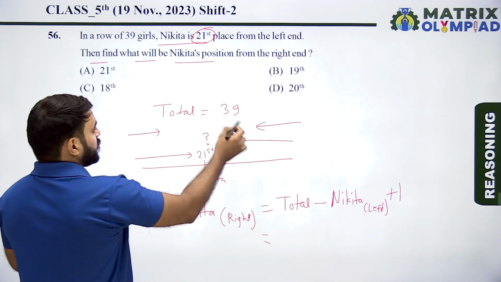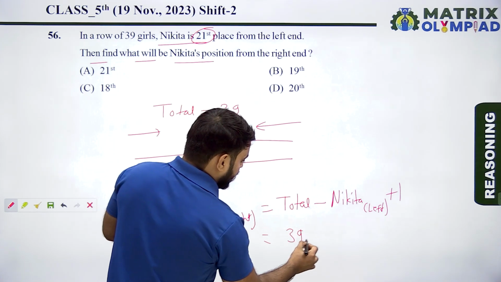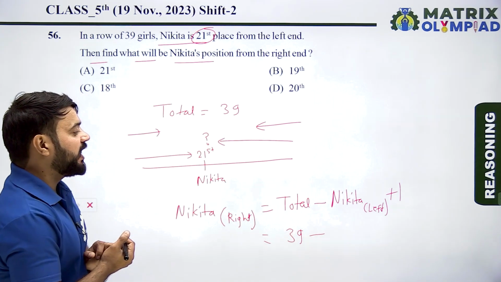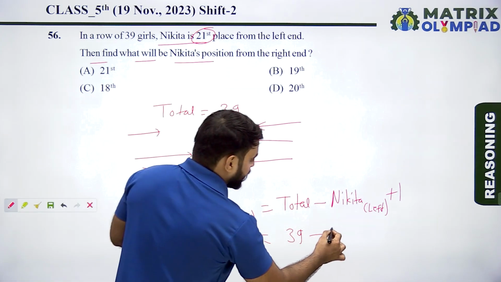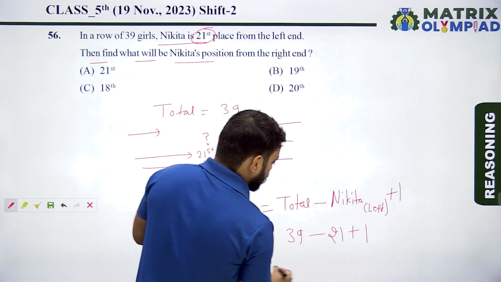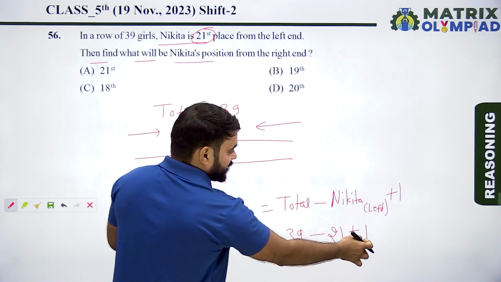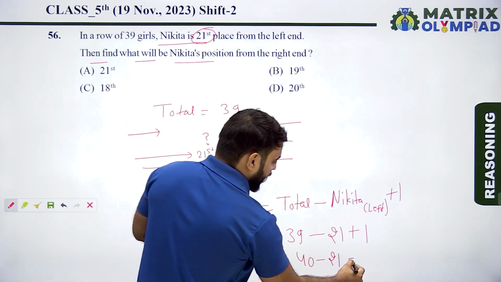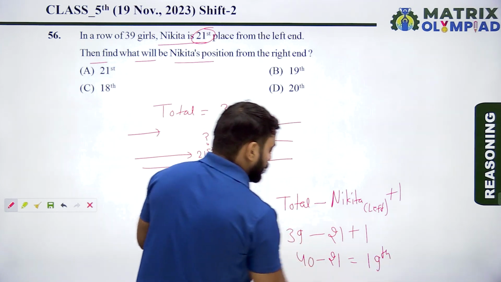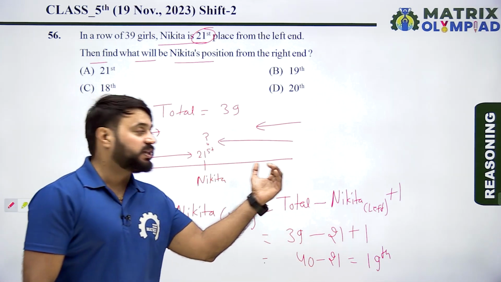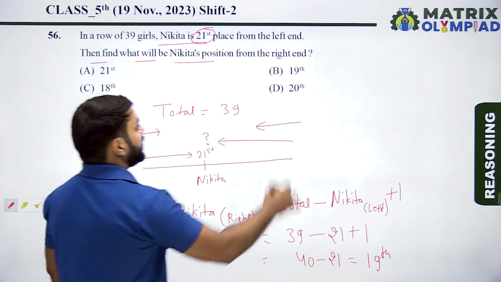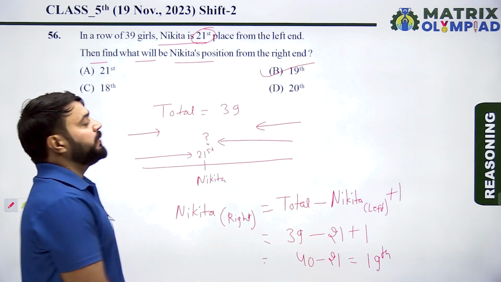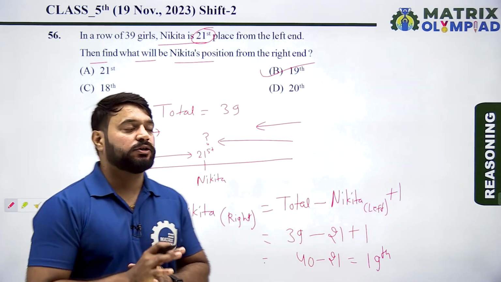So total is 39 minus position of Nikita from the left, 21st, plus 1. So 39 plus 1, it means 40. 40 minus 21, it means 19. So position of Nikita from the right end is 19. So here option B is the correct answer of this question.